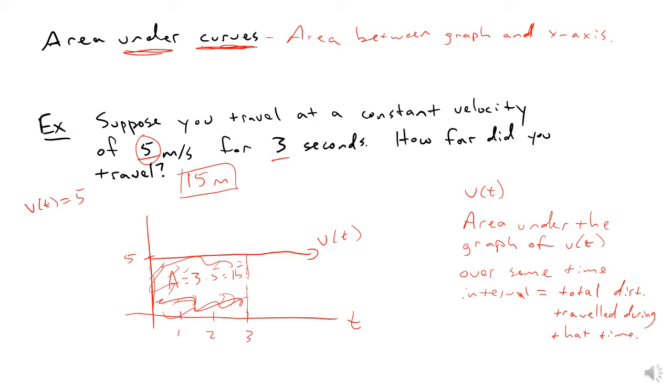All right, so now what we need to think about is, in this case, it was pretty simple. My velocity function was constant.